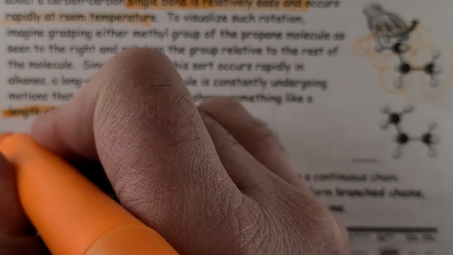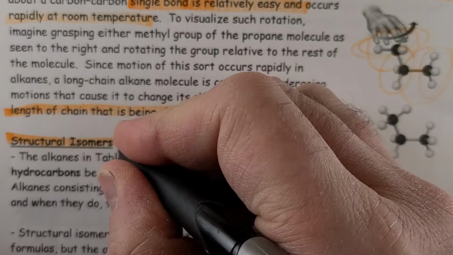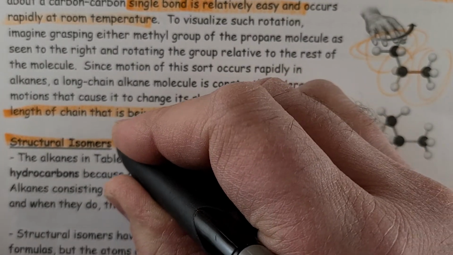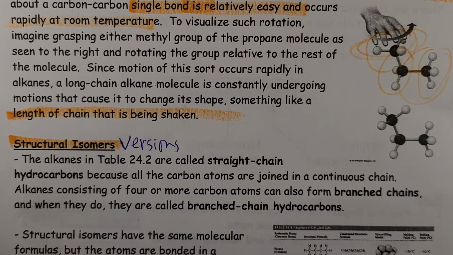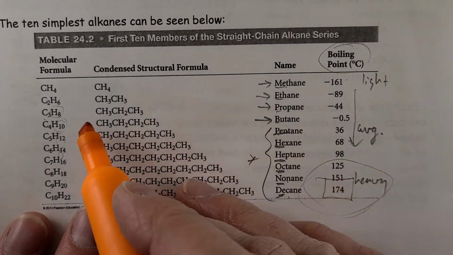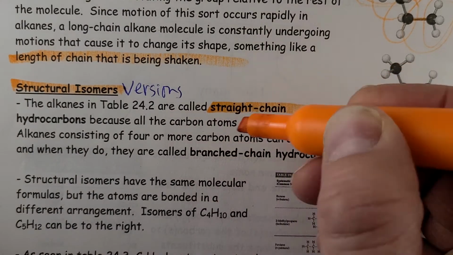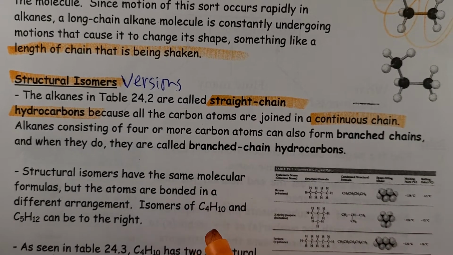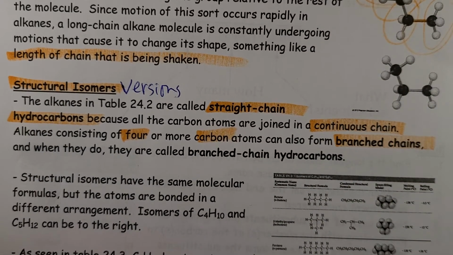Structural isomers. When you see the word isomers, think of the word versions. So isomers are the different versions, the different structural versions that we can see. The alkanes that we saw previously on that one table, table 24.2, and you'll get a copy of this, are just one long continuous chain. Those are called straight chain hydrocarbons because all the carbons are joined on a continuous chain. If we have four or more carbons, we can also get something referred to as branched chains.